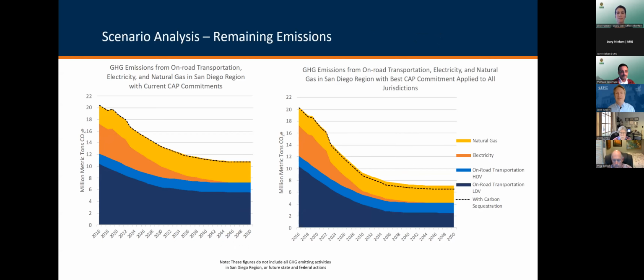Let's go ahead and go to the next one here. So this chart shows the emissions that would remain after we accounted for the cap scenarios. And you can see that in both cases, the emissions remaining come from natural gas, very little or none from electricity after that, and then it's the transportation sector. So this is good. This gives us a clue about what additional measures would be needed for us to get to net zero emissions, at least in the scenario we looked at here.